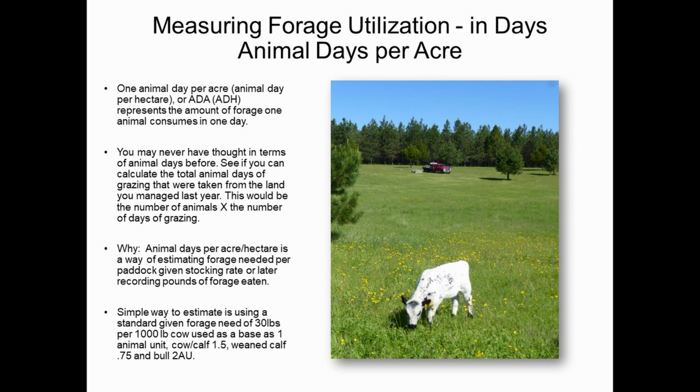Calculating animal days per acre is a way of estimating forage needed per paddock given stocking rate, or later recording the pounds of forage that has been eaten. A simple way to estimate is by using the standard given forage needed for a 1,000-pound cow, which is about 30 pounds per day. That is considered one animal unit. A cow and a calf is 1.5 animal units. A weaned calf is 0.75 animal units, and a bull is considered 2 animal units.